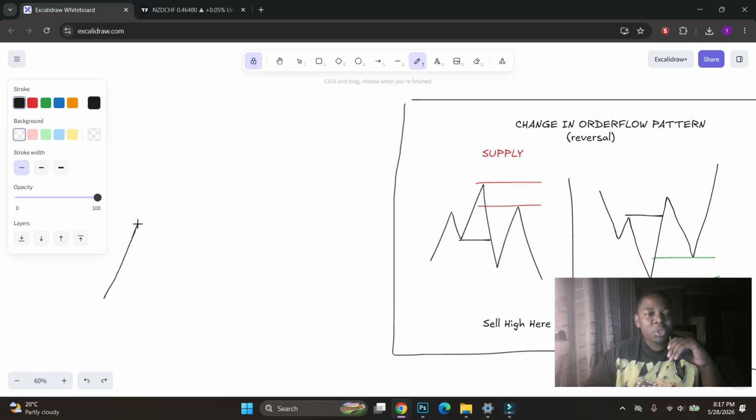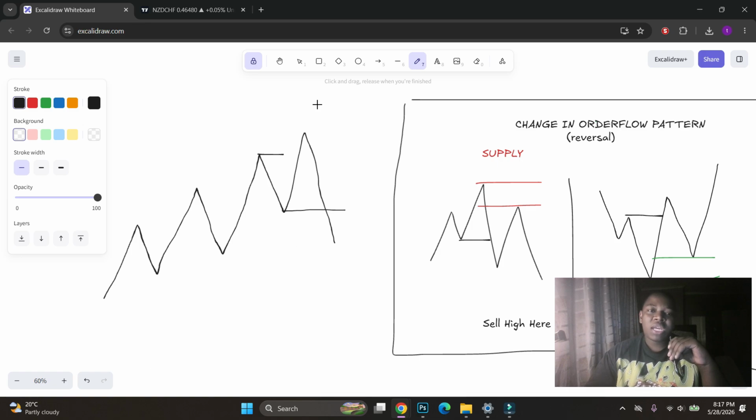When price is in an uptrend, whether you're on a daily time frame or a smaller time frame, whatever, if price is giving us highs, whether in candlesticks or in structure, once price breaks your last low, this is a change in order flow. This is what we call a change in order flow.